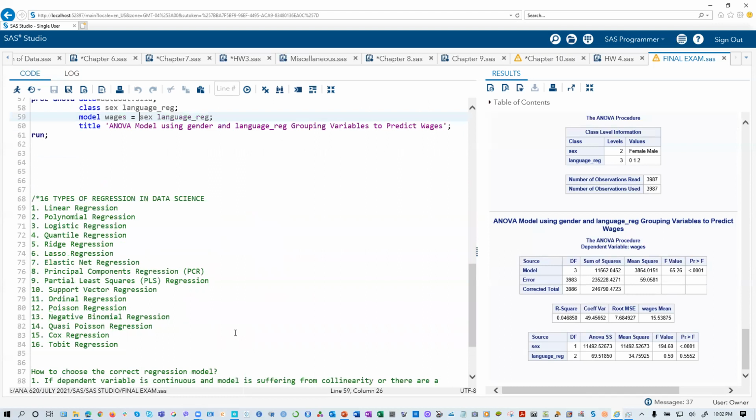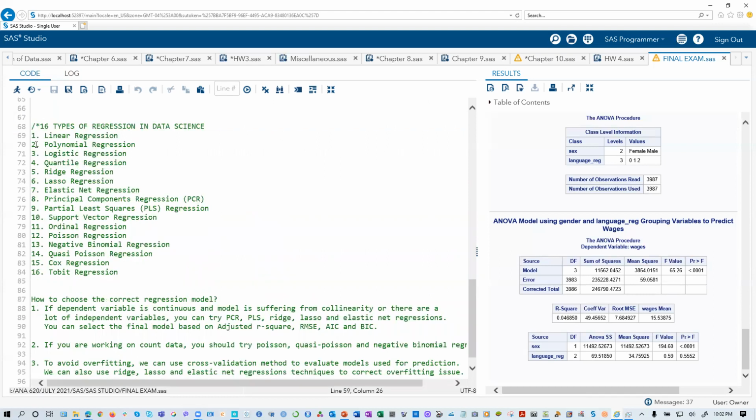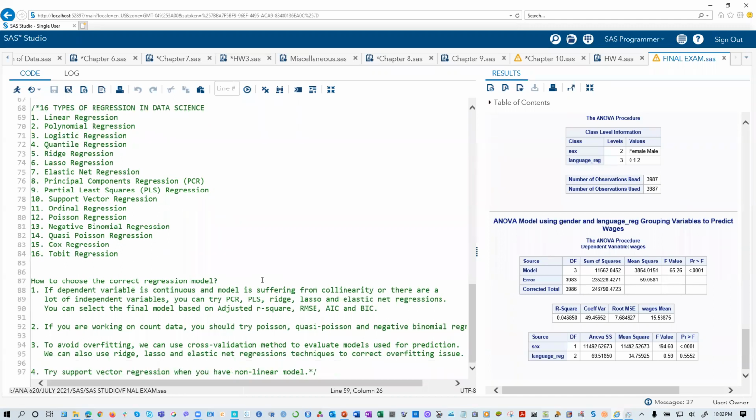In addition, I have to tell you, there are 16 types of regression in data science: linear regression, polynomial, logistic, quantile, ridge, lasso, elastic regression, principal component regression, partial least square regression, support vector regression, ordinal regression, Poisson regression, negative binomial, quasi-Poisson regression, Cox regression, and so on. How to choose the correct regression model?